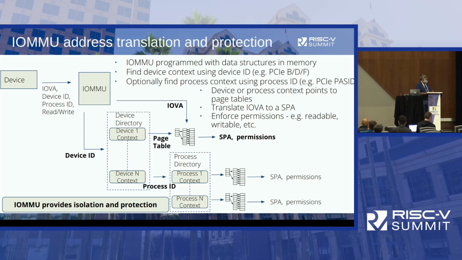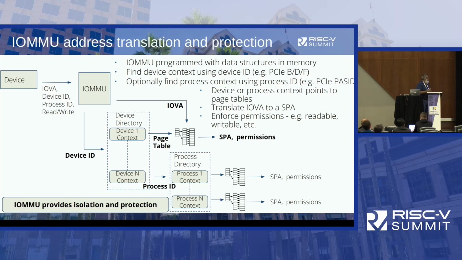Once you've found a device context, in addition to providing certain attributes for doing the address translation, it provides you a pointer to the corresponding page table, and you can use the address that came with the I/O transaction, be it a physical address or a virtual address, to traverse that page table and obtain the physical address and permissions. When you're using the shared virtual addressing model, in addition to providing the device ID, the device also provides you a process ID to identify the process context for that memory access.